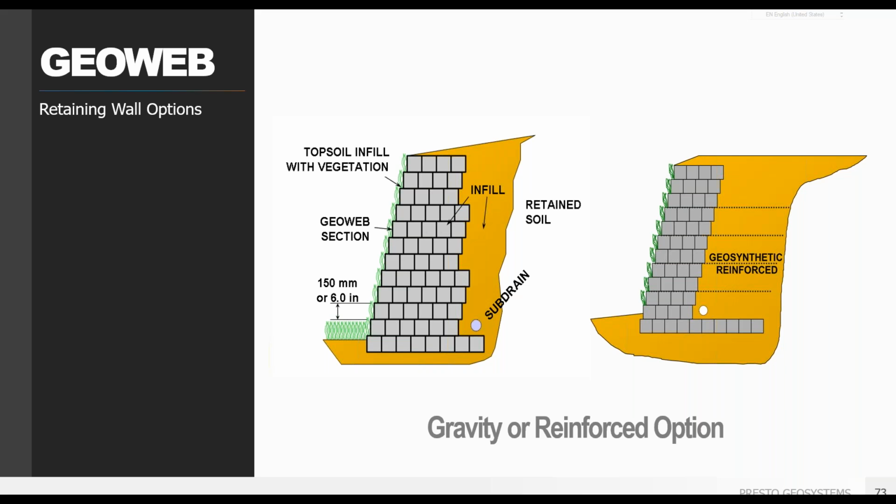Or a GeoGrid reinforced wall, where the GeoGrid provides the retention and GeoWeb functions as a fascia alternative. In either case, again, the front cell can be filled with topsoil and the back cells or reinforced zone can use any drainable material.